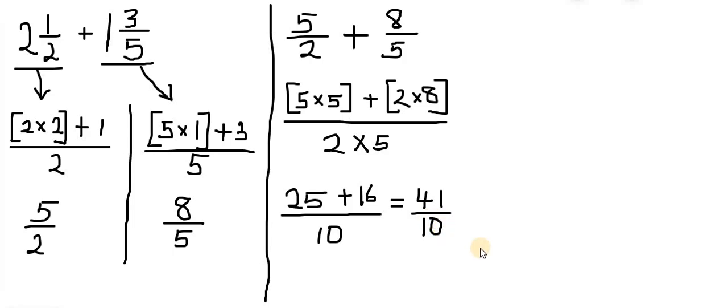Looking at that, there are no common factors between the top and the bottom. Okay, so there's no simplification necessary, and that's where we stop. And so the answer is 41 over 10. Okay, convert to improper fractions, and then carry out the same addition process.